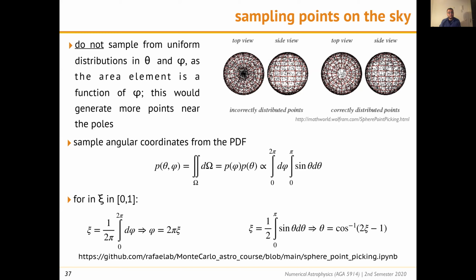But then I said, okay, let me just write down the probability distribution function as a function of the solid angle. Omega here is the solid angle. So you know that this is the probability of phi times the probability of theta. You can just separate the integrals, but you see that there is this sine theta term here. That's why we get this excess close to the poles. The proper way to do it is to sample from this distribution.